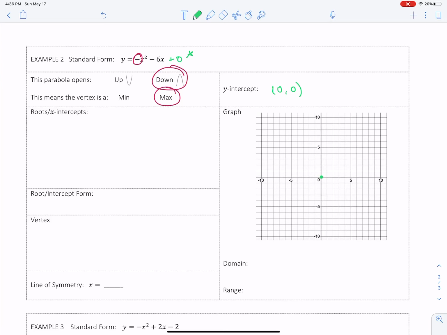Okay. I always like to jump to my vertex. So my vertex down here at the bottom is going to be x is equal to negative b over 2a. So when we use our values, we get negative 6 over 2 times, now watch this, a is a negative 1 for this one. So when we simplify this, we get 6 over negative 2. Watch that negative. Now our axis of symmetry is x is equal to negative 3.